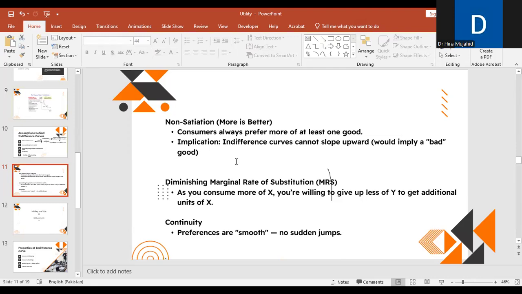Indifference curves cannot cross. It would imply a bad good if there is crossing, right? So if this is an indifference curve, it will not cross like this. The same combination will not give you a different level of satisfaction. Diminishing return, I have already explained, is that you have to give up one good in order to have more of another good. And continuity is smooth, no sudden jumps, and everything is in harmony.